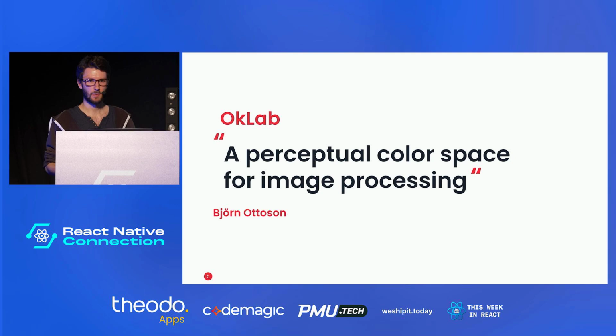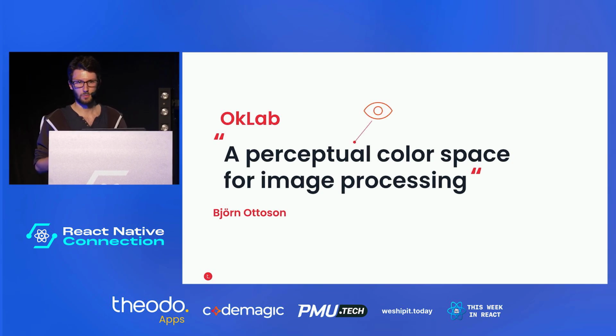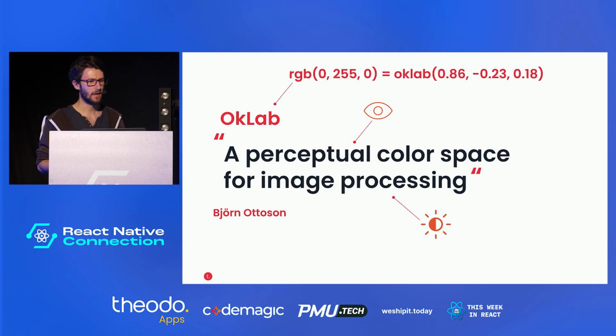A perceptual color space means a color space that is representing what our eye is able to see, contrary to RGB, which represents proportions of color and how color will be displayed. And for image processing, it means that this color space is great to make computation on color. So for example, lightening or darkening a color. And finally, OkLab is also an API, so we can express color using OkLab. This is the example for the green color. We can express it using OkLab also.